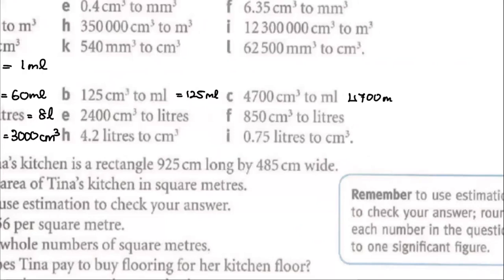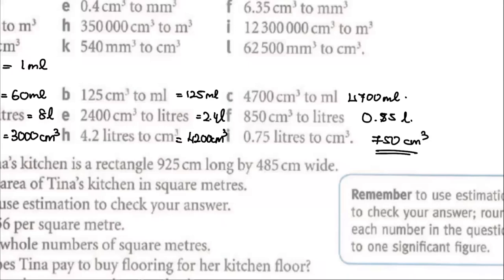4,700 milliliters, 2.4 liters, 0.85 liters. 4,200 cubic centimeter, 750 cubic centimeter. Okay, done.